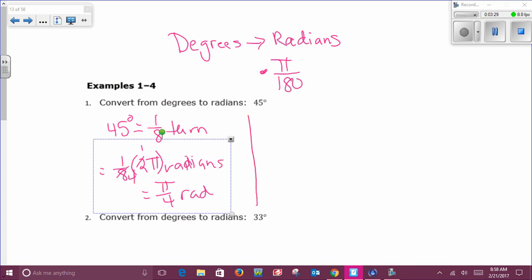So the easy way to do that is 45 times pi over 180, and 45 goes into 180 4 times, so I end up with pi over 4.